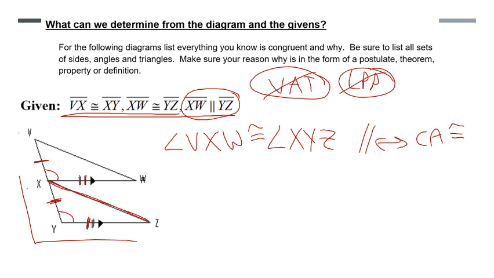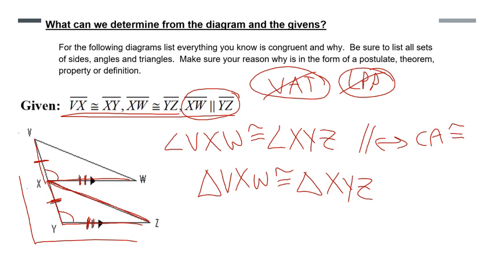And now we have side, angle, side. So we could say that triangle VXW is congruent to, again, you can start it any way you want. It's about finishing that matters. So that triangle, and we're going to name it the single tick mark to the double tick mark. So I'm going to go single to double as well. So I'll go XYZ. And your reasoning for this is side angle side congruence.